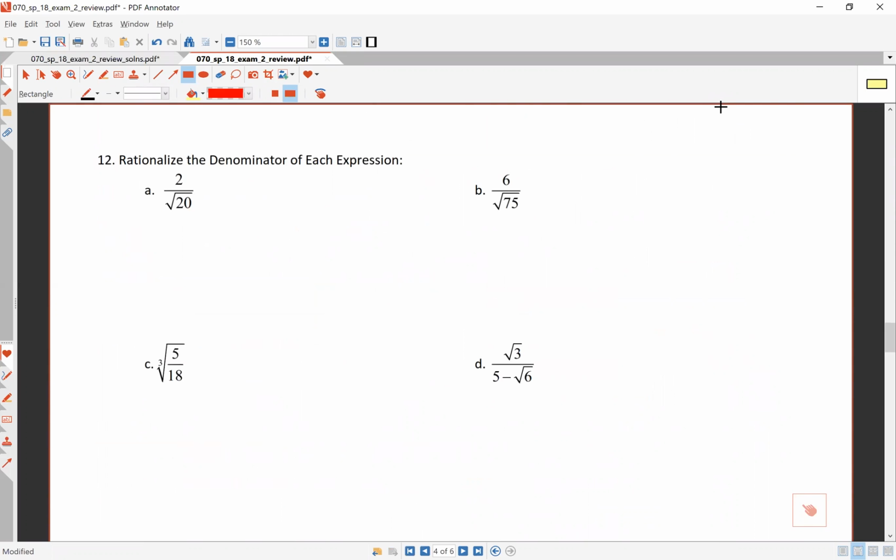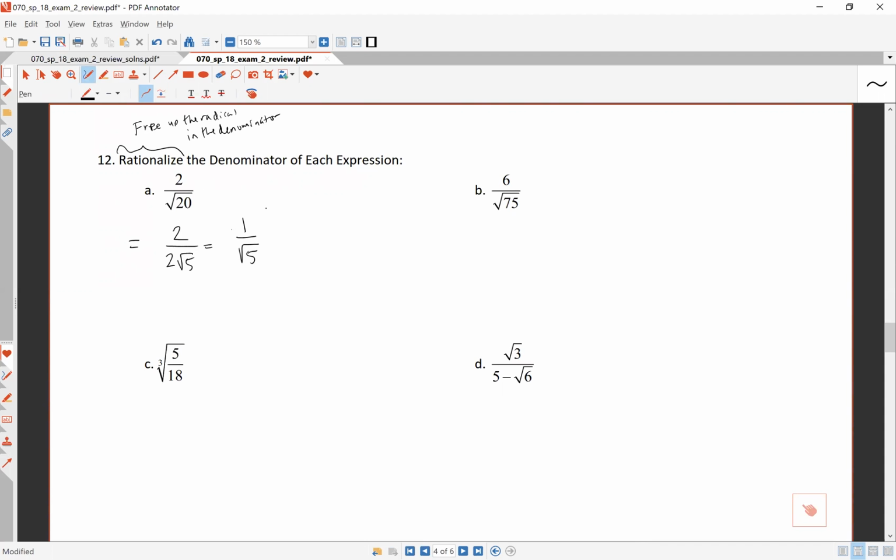Number 12, rationalize the denominator of each expression. Rationalize the denominator means to free up the radical in the denominator. And so I encourage you, before you do that, to go ahead and simplify the radical. Square root of 20 is 4 times 5, so the square root of 20 is 2 square root of 5. The 2's cancel out, and you're left with 1 over square root 5.